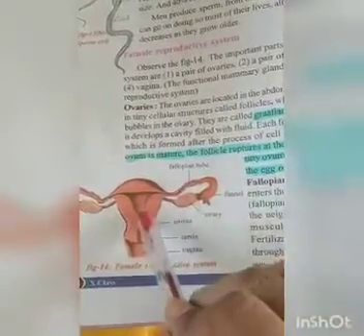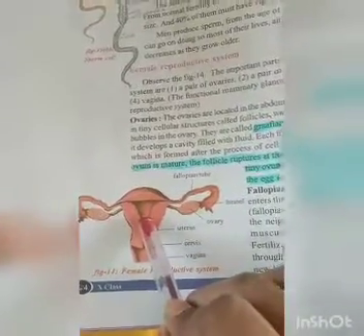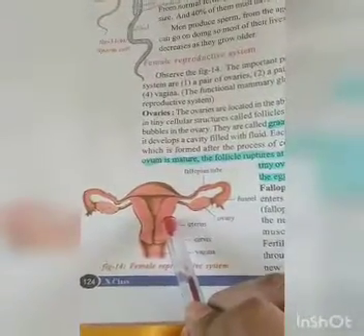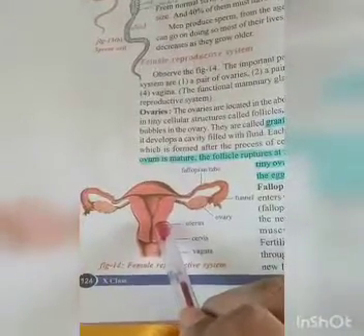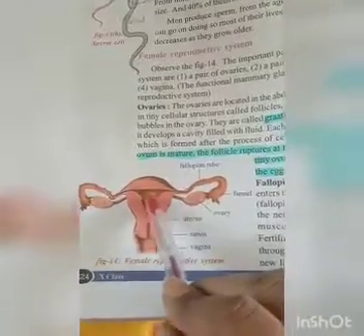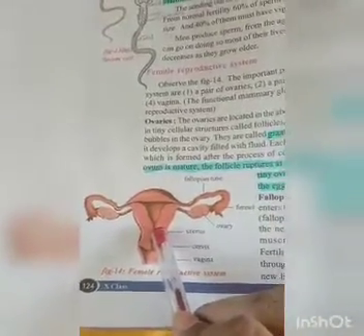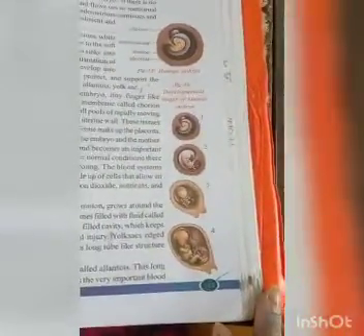That zygote enters the uterus. In the uterus, the zygote attaches to the walls of the uterus. Clear? That is called implantation. The zygote converts into an embryo and then a fetus, and baby development takes place like this over 9 months.